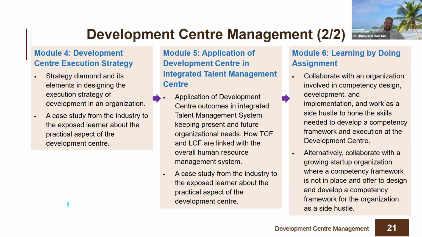The development center can definitely help you in cultivating and nurturing those kinds of people. So that is where we will end this course.